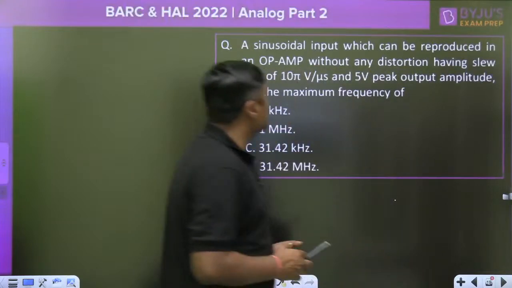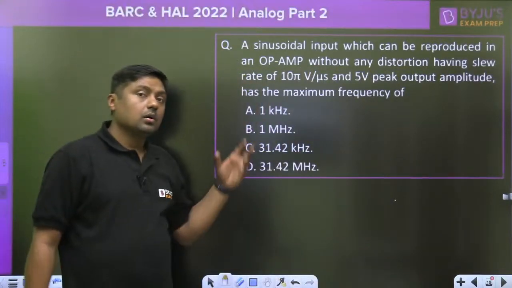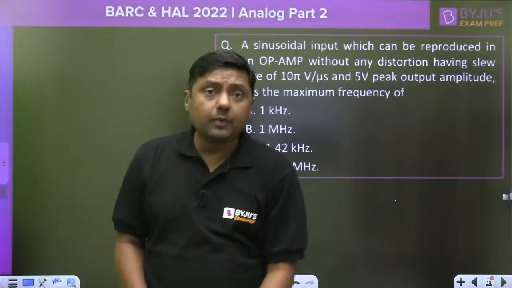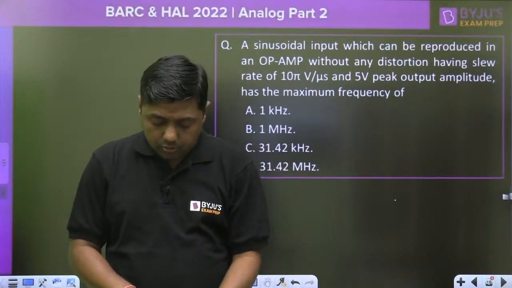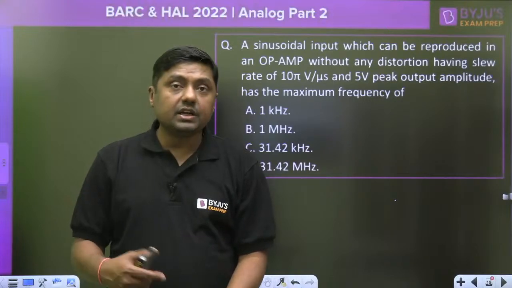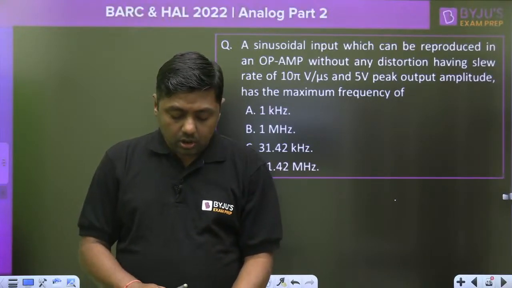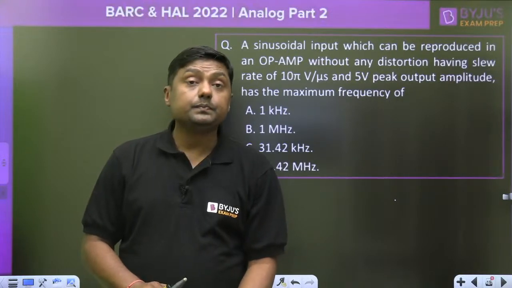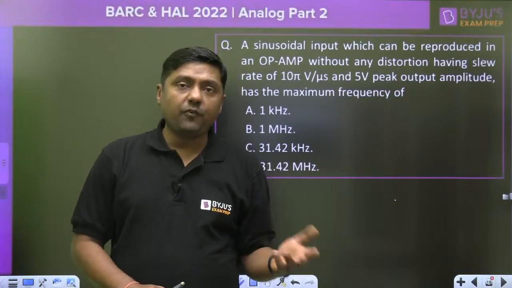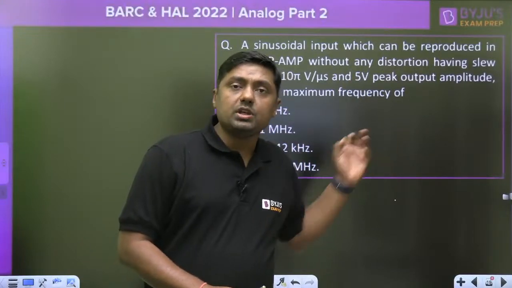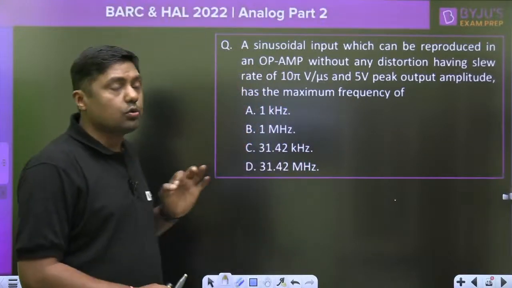Now, what is the answer for this question? Look, the operational amplifier properties: inverting, non-inverting, integrator, differentiator. Already we have solved questions from differentiator, integrator, and differential amplifier. Then the next property is slew rate. What is the slew rate?